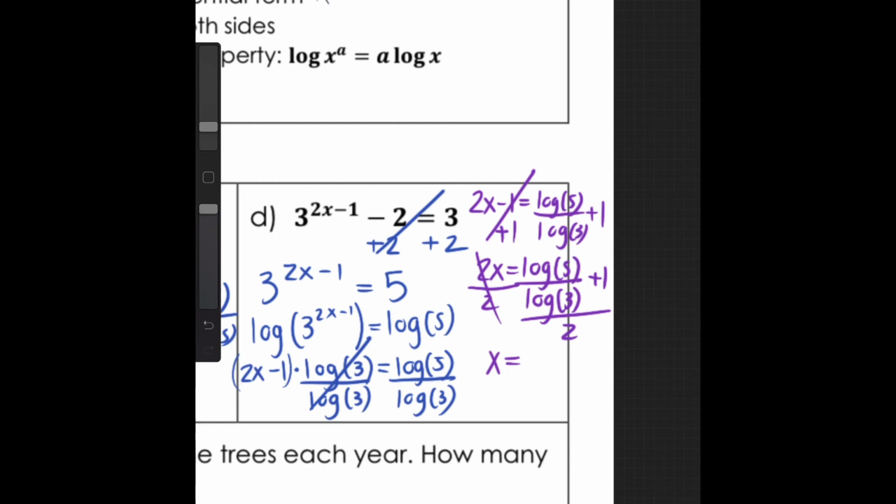And here I'm just mentioning that you could have done each one of those calculations separately. You could have done log of 5 divided by log of 3 plus 1 and then divide by 2. You don't have to do it all in one step.